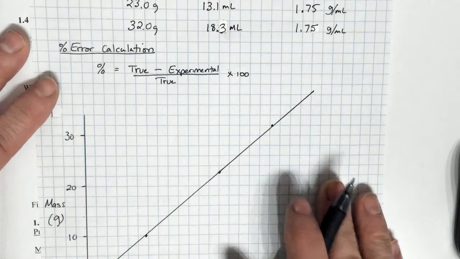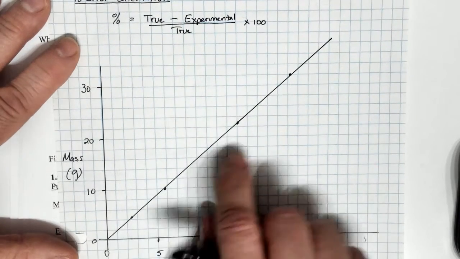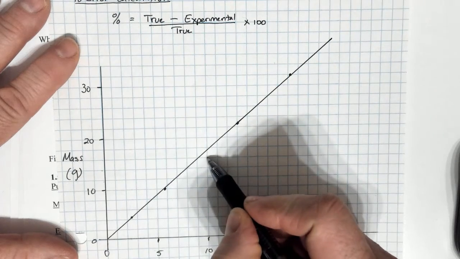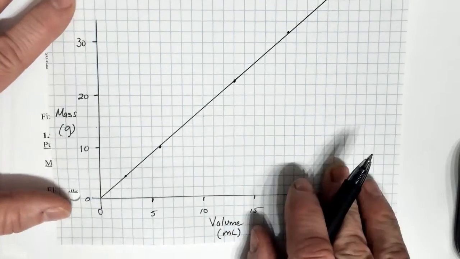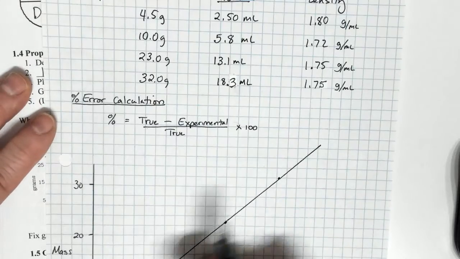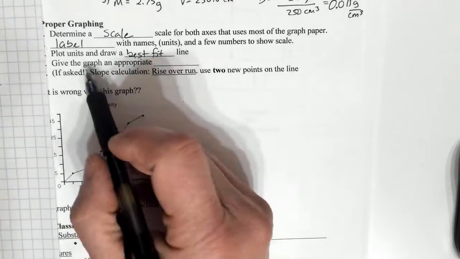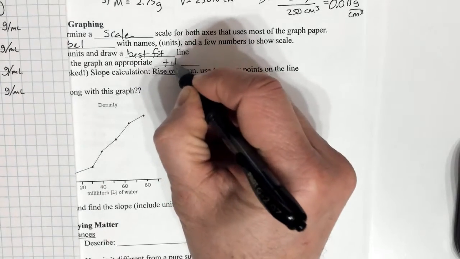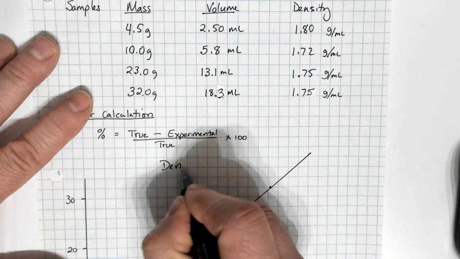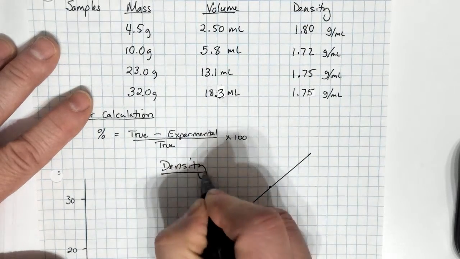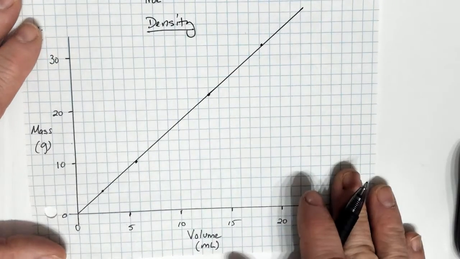Now, what I want to do is draw a best fit line which tries to fit most of the points. I just want to point out, if I had some other data points that were down below and above, I would still put it in the best place in between them. Okay? That's a best fit line. Then it says right here, give the graph an appropriate title. So I'm going to call it a density graph, because that is what mass and volume are. So there's my density graph. So that's a pretty good graph, okay?